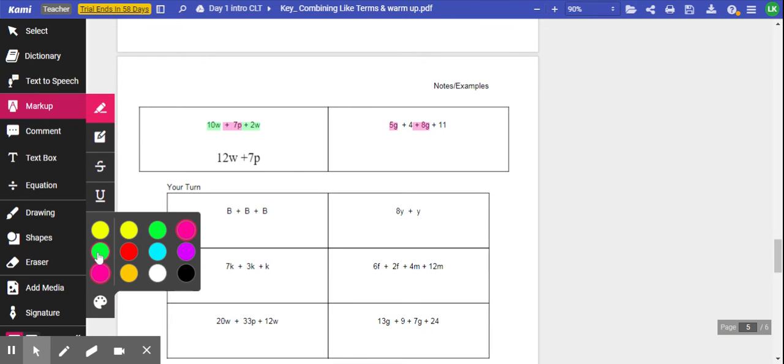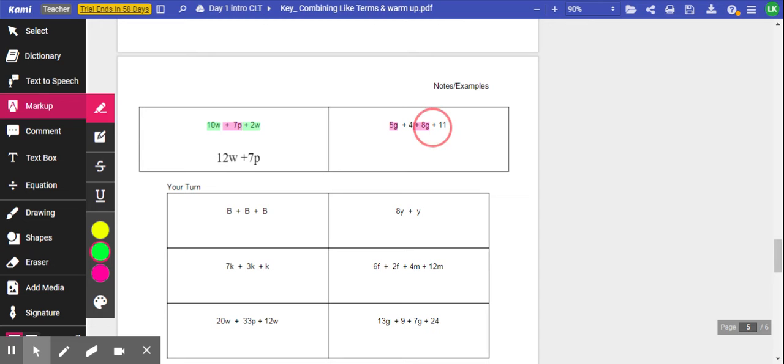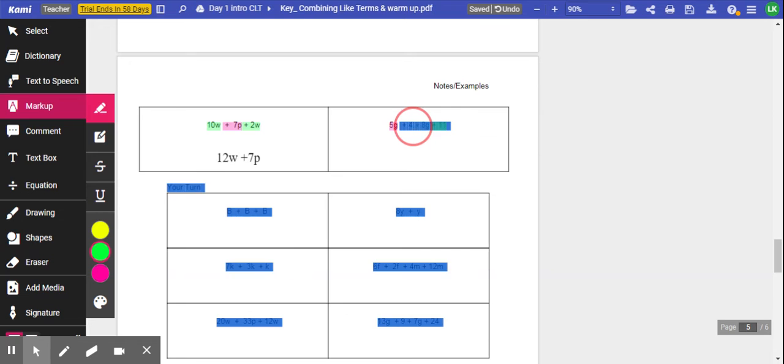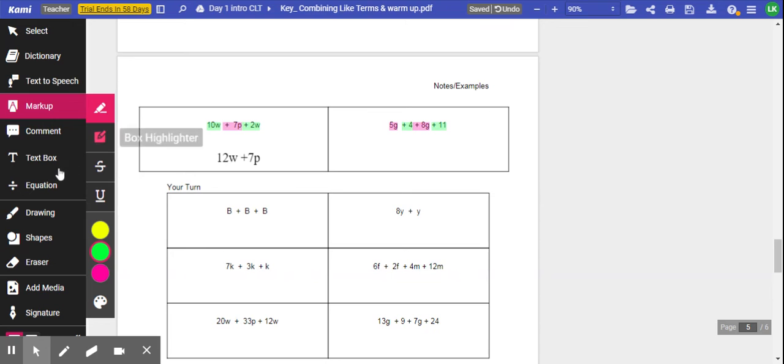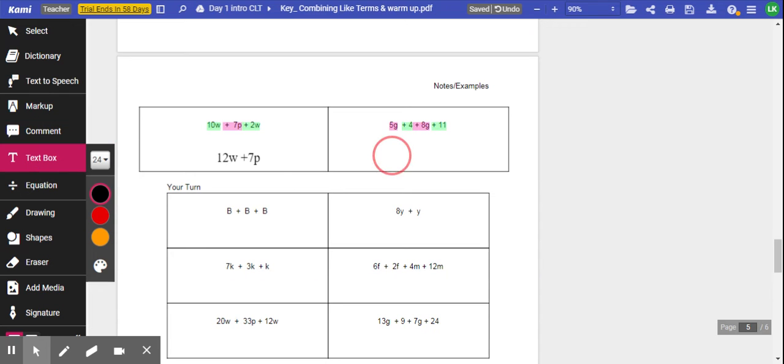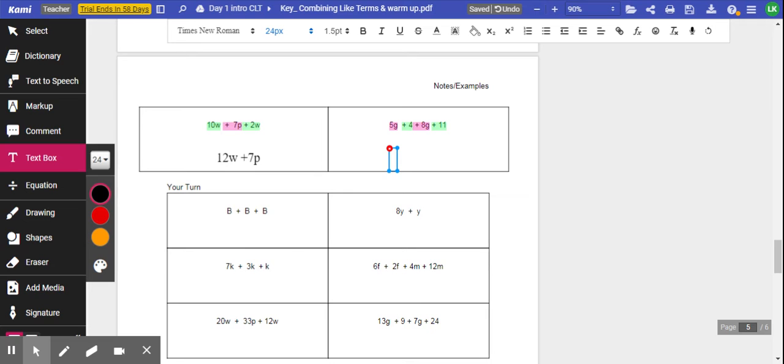I'm going to use green to identify my 2 constants, which are also like terms. Nope. I think I just messed that up. There we go. So let's go ahead and combine my like terms. I have 4 terms that I'm combining. So 5G and 8G make 13G. Sorry, for some reason my computer's glitching there. And 4 plus 11 makes 15.